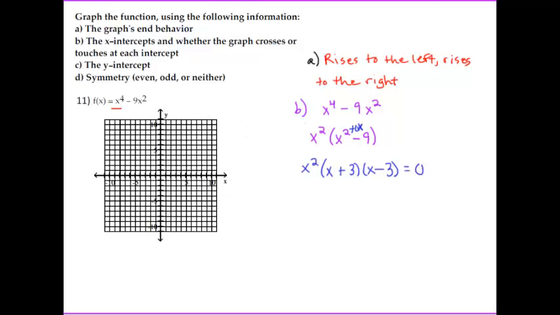We set this equal to 0 and solve, which means I have x equals 0. The squared part of that means this has a multiplicity of 2. And if I have an even multiplicity, that means that my graph touches at that point, x equals 0. Then I set x plus 3 equal to 0, which gives me x equals -3, and x minus 3 equal to 0, which gives me x equals positive 3. Both of these parentheses have an exponent of 1, which makes our multiplicity 1, which means that both of these points we're going to cross at.